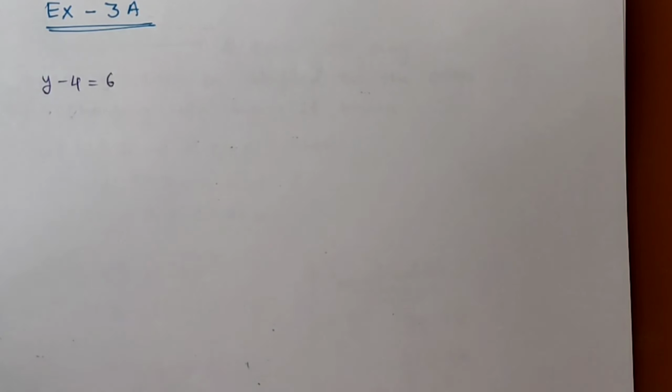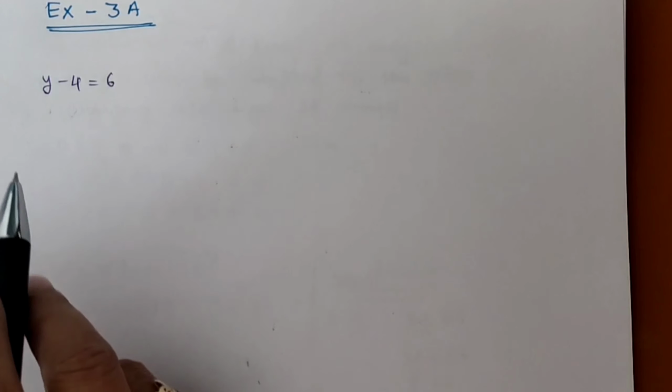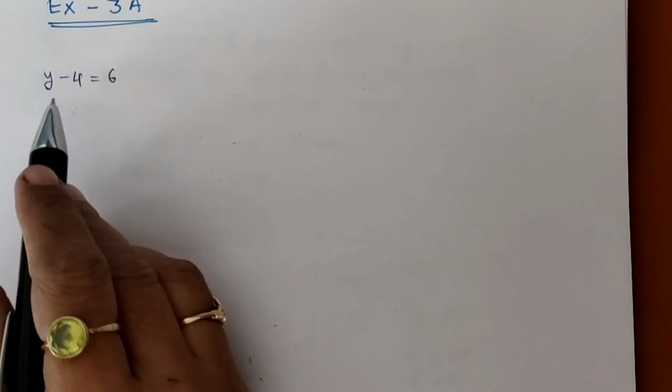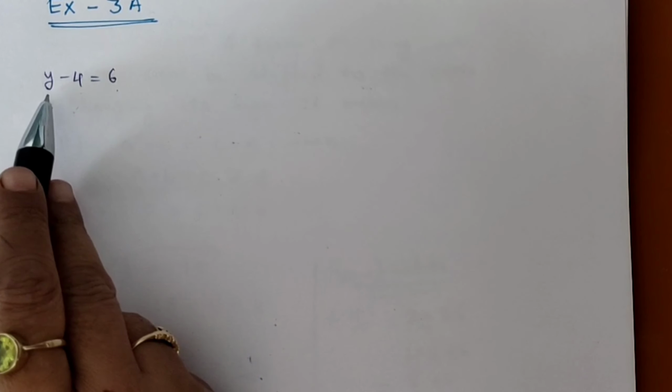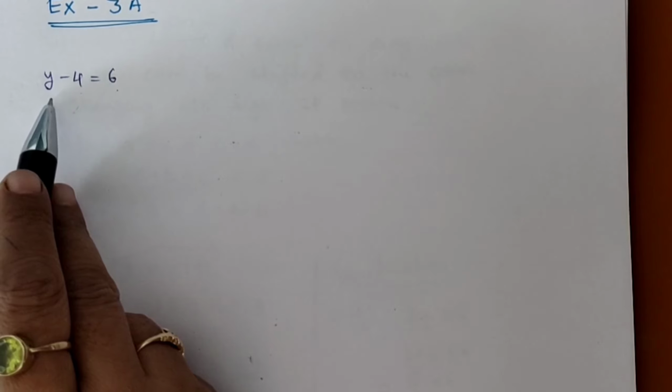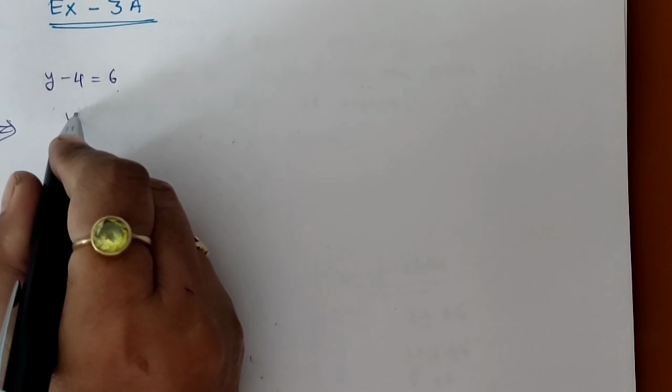Now I am going to solve some questions from exercise 3a. Though these questions were already given in the video earlier, again for your revision I am going to give you some questions. So here, the second one: y minus 4 is equal to 6. You have to find the value of y, meaning you have to find the solution of this linear equation. So what you will do, I will use the transposition method.